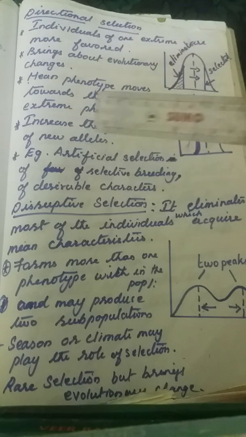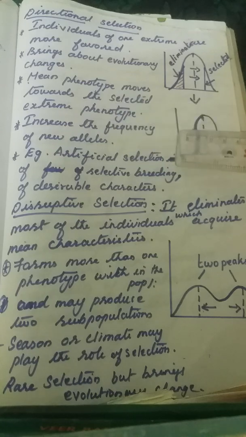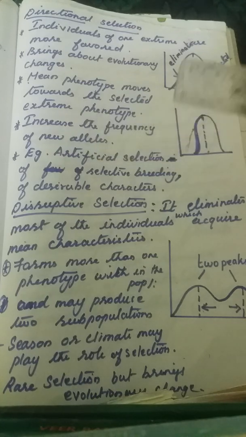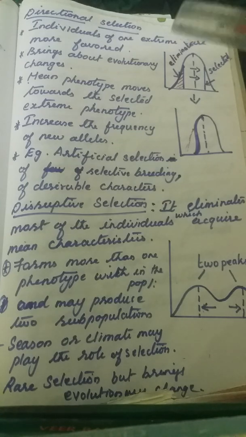It is the example of artificial selection, that is selective breeding. Desirable characters are selected, for agriculture. In animal breeding also the desirable characters are taken and more breeding is done artificially, producing several varieties of organisms from the desirable varieties. So artificial selection comes under directional selection.